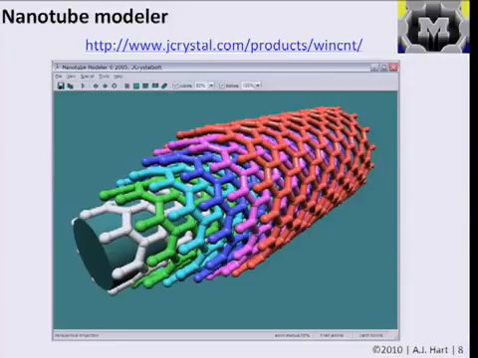Okay. And there are things like software. This is just a link to a cool program you can download if you wanted to build some 3D models of nanotubes.